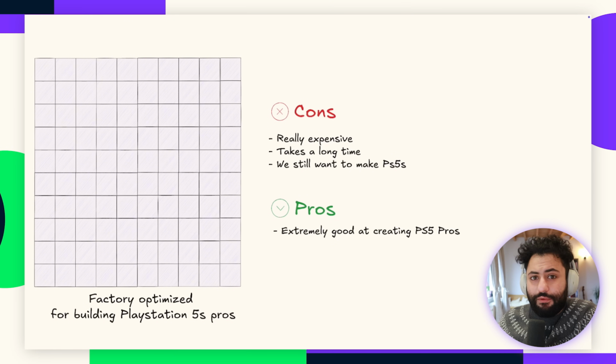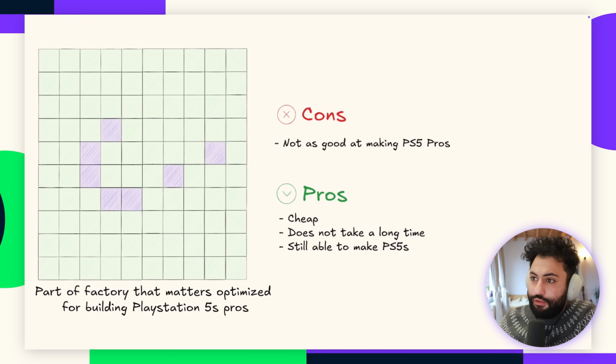And we still want to be able to make PS5s. So changing an entire factory to create from product A to product B is quite expensive and time consuming. The pros, though, is that by the time this process is done, this factory will be extremely good at creating PlayStation 5 Pros.